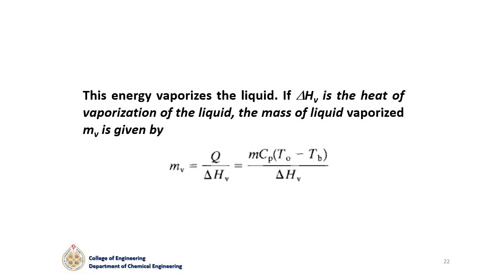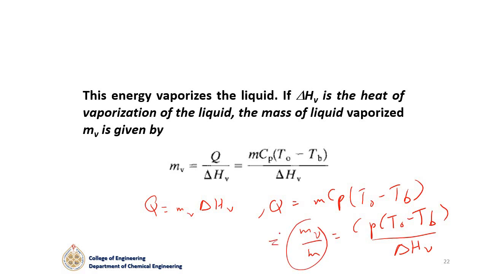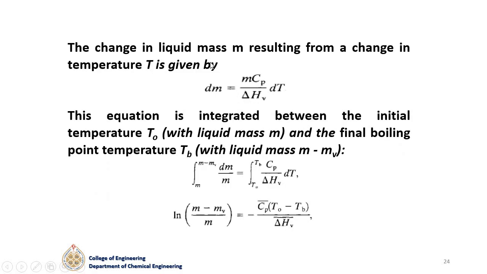depressurization. And we know that Q is equal to mv, and that is equal to m times delta H vaporization, and we also know that Q is equal to m Cp delta T. And actually, by dividing these two terms, I will get mv over m is equal to Cp times T naught minus Tb divided by delta Hv. And this mv over m tells me the amount of vapor that will be produced, or the fraction of the liquid that will be vaporizing. So it will give me the fraction that will be vaporized.